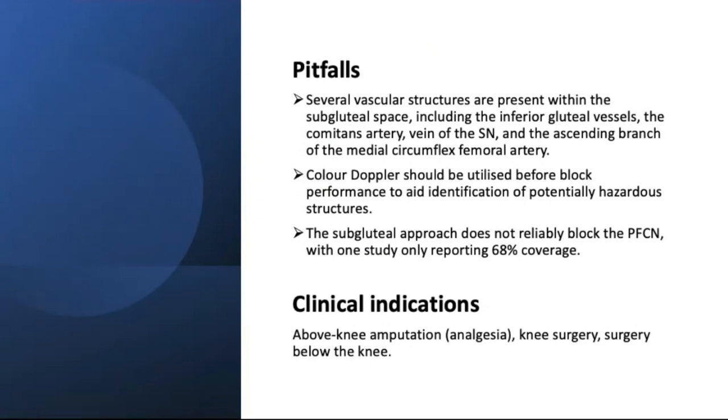So some of the pitfalls: there are several vascular structures present within this subgluteal space, such as the inferior gluteal vessels, and also the comitans artery and veins of the sciatic nerve, and also the medial circumflex femoral artery. So we should always check with color Doppler prior to any injection. And the subgluteal approach does not reliably block the PFCN. One study reported about 68% coverage. Some of the clinical indications for this will be AKA, and knee surgery below the knee. So remember, if you want to do AKA, we have to go higher up. The normal popliteal approach won't be adequate.